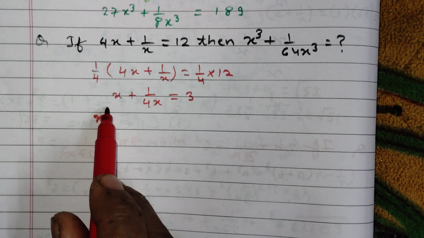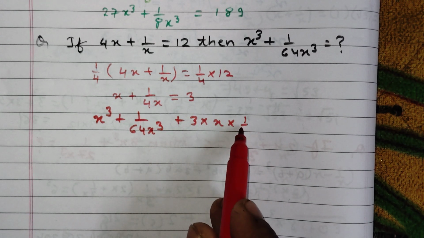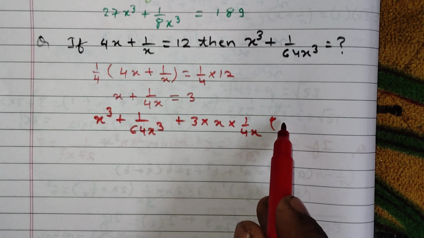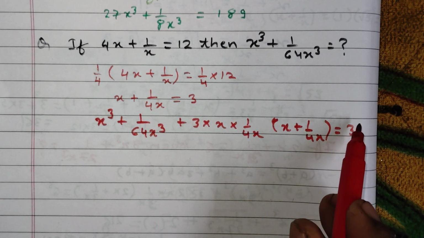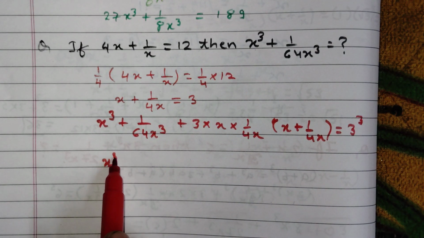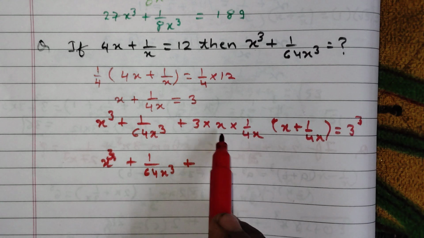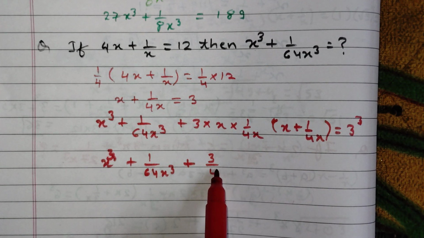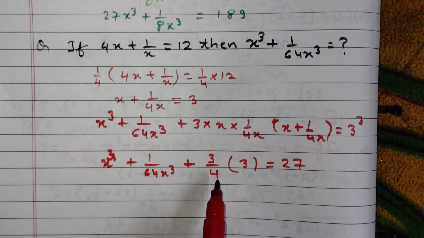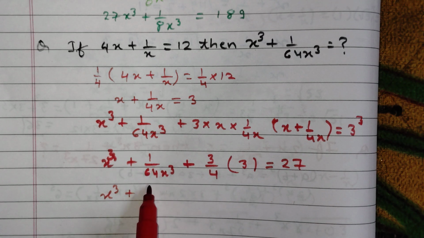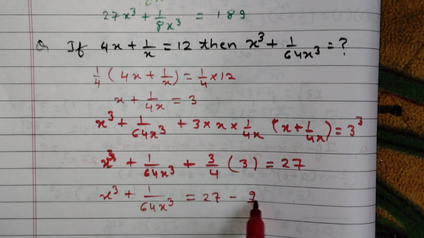both sides. So it gives us x cube plus 1 upon 64x cube plus 3 times x into 1 upon 4x, bracket, then x plus 1 upon 4x equal to 3 cube, and we are getting x cube as it is plus 1 upon 64x cube plus, x cancels out numerator and denominator, and x plus 1 upon 4x value is 3, we replace, 3 cube is 27, and we finally get x cube plus 1 upon 64x cube equal to 27 minus 3 times 3 is 9 by 4.